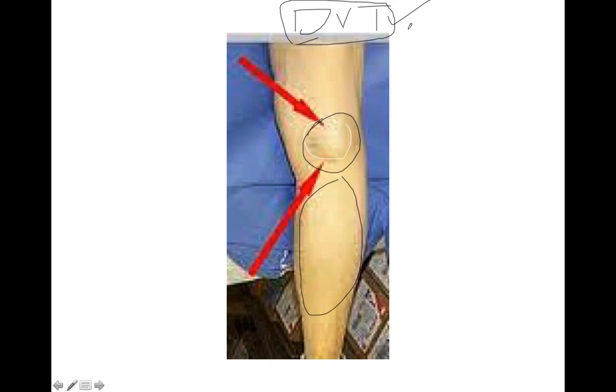Rheumatoid arthritis patients are at increased risk of osteopenia and osteoporosis, and also septic arthritis.